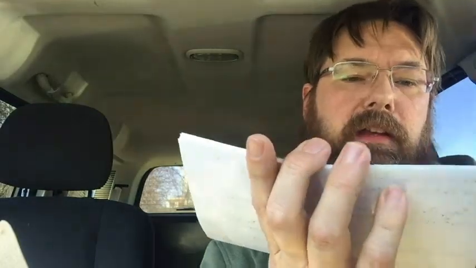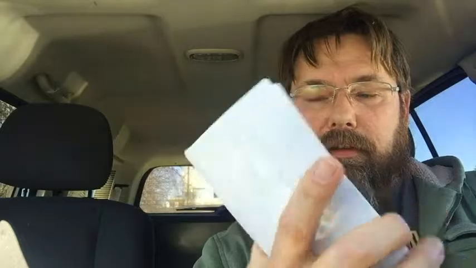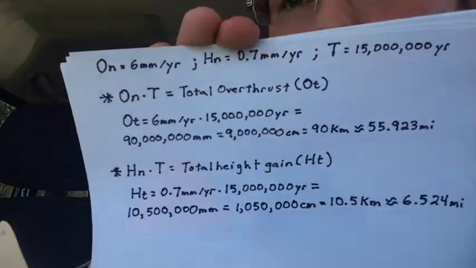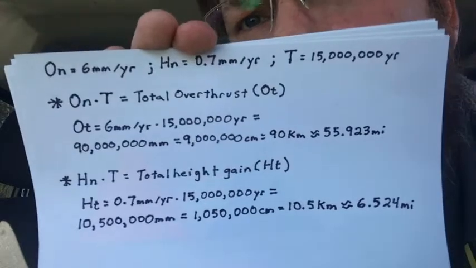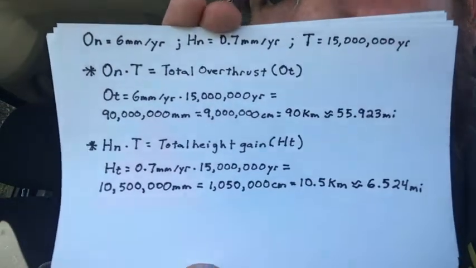So how do we calculate this? Net. That's because, like I said, we're going to lose some of our overthrust due to compression, and we're going to lose some of our height gain due to erosion. We just calculated what that difference was. So now we just take our nets times our time. Here is our net overthrust times our time, which is our 15 million years, and we get about 90 kilometers.